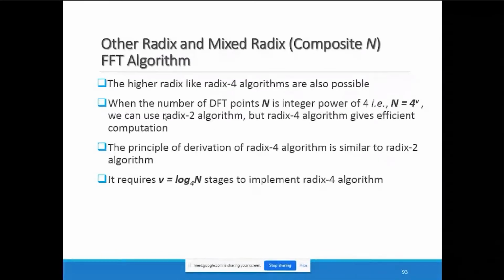Radix 4 is very much similar to Radix 2. Another one is the mixed Radix. So I just provide you the highlights for that. For continuity purposes we continue till Radix 2 only. Radix 4 and mixed Radix we will cover later if time allows. So let me give you some highlights about the other two algorithms. The other Radix and mixed Radix is also known as the composite N FFT algorithm.